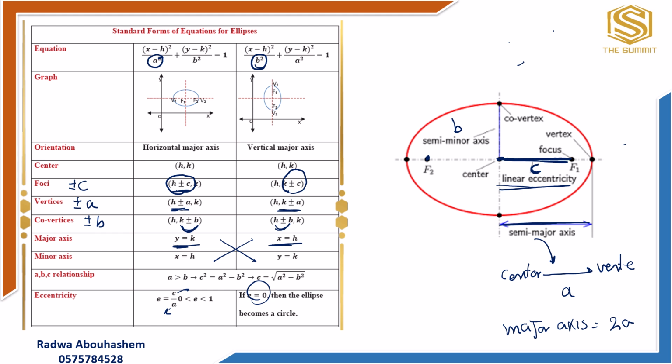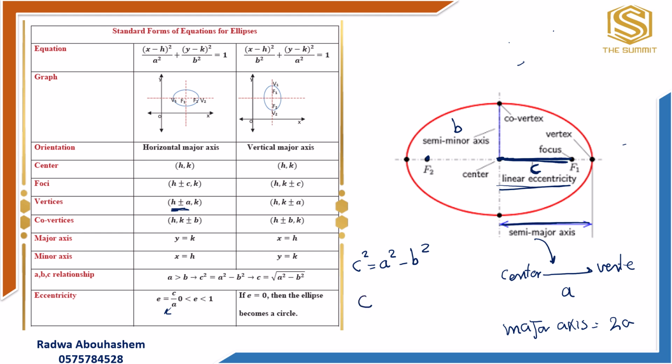So last thing here I want you to know is the relation between the a and b and c. Now a all the time would be greater than b, because a is the semi-major axis, so all the time would be greater than the minor axis. So a is greater than b, okay? And c power 2 equals a power 2 minus b power 2. So to get the c, which is the linear eccentricity, you have to take the square root of it. I hope the rules are clear and all the terminology here.